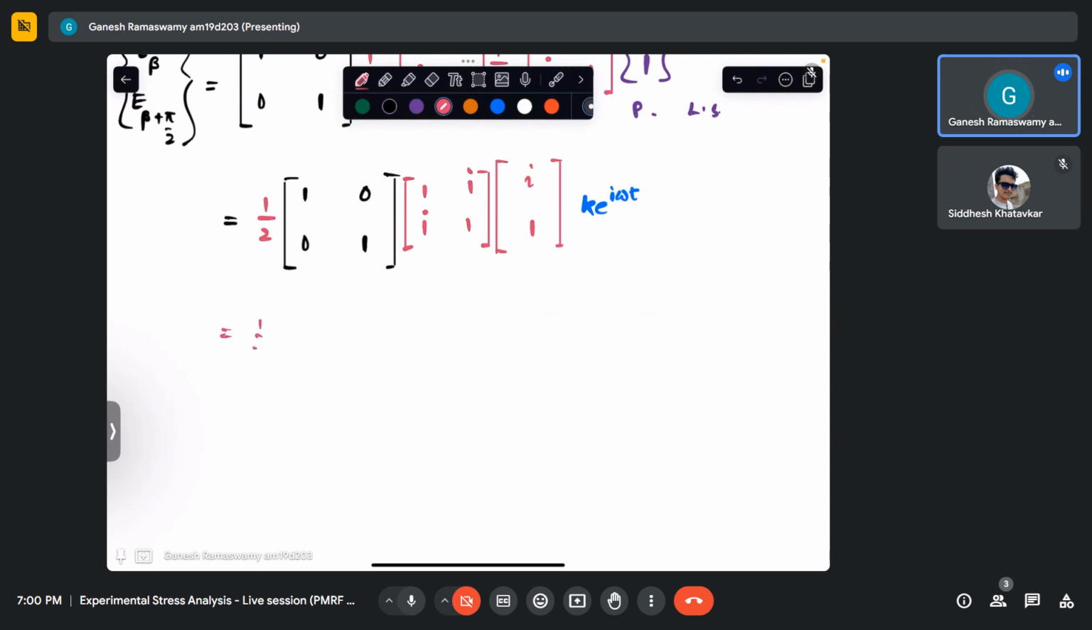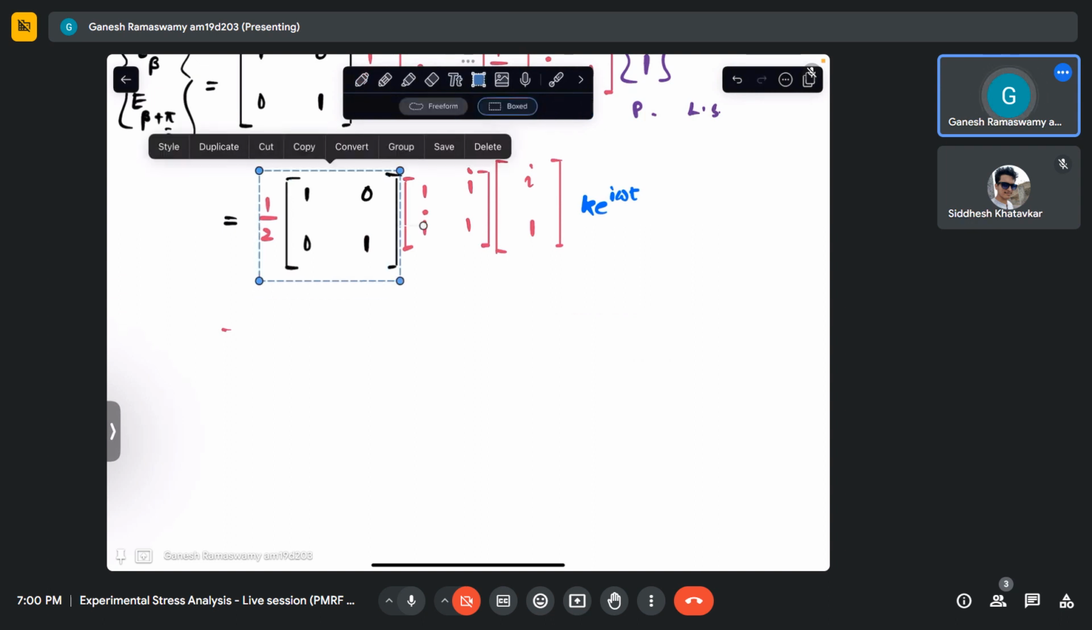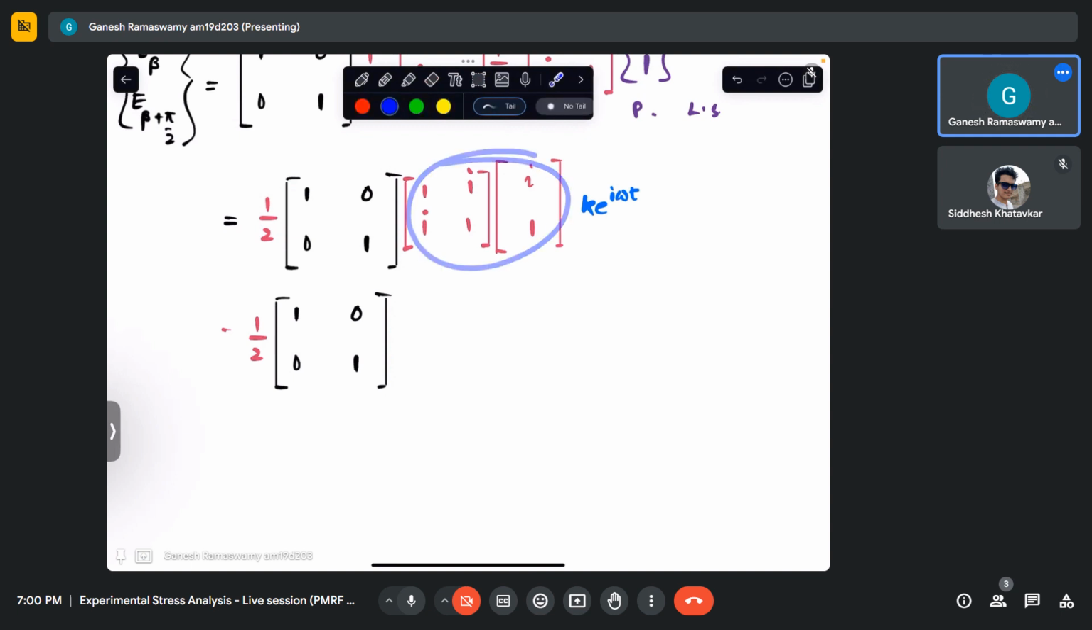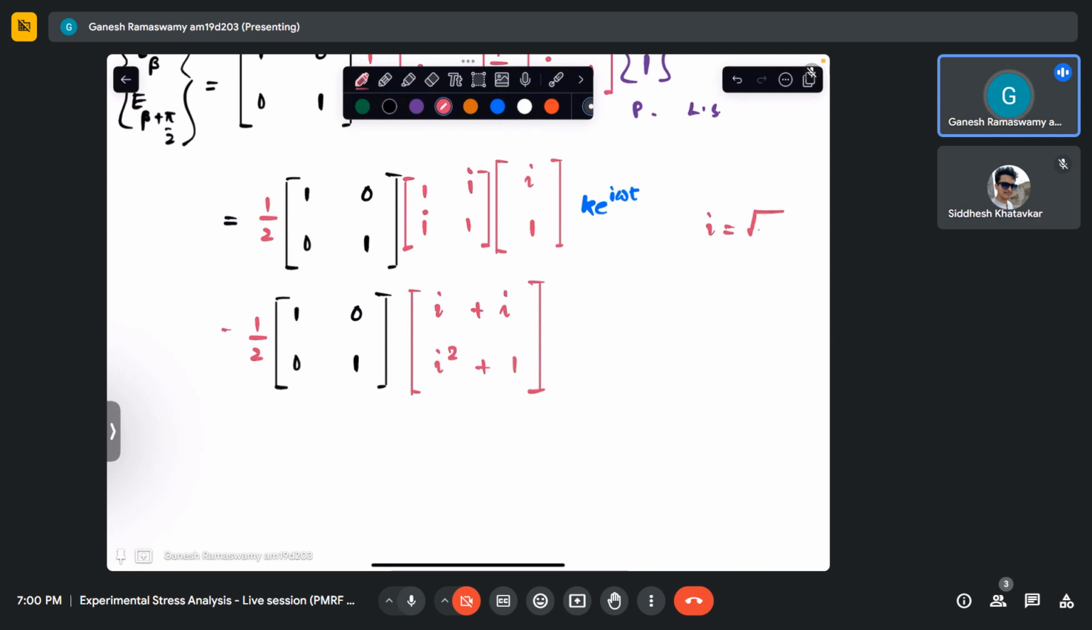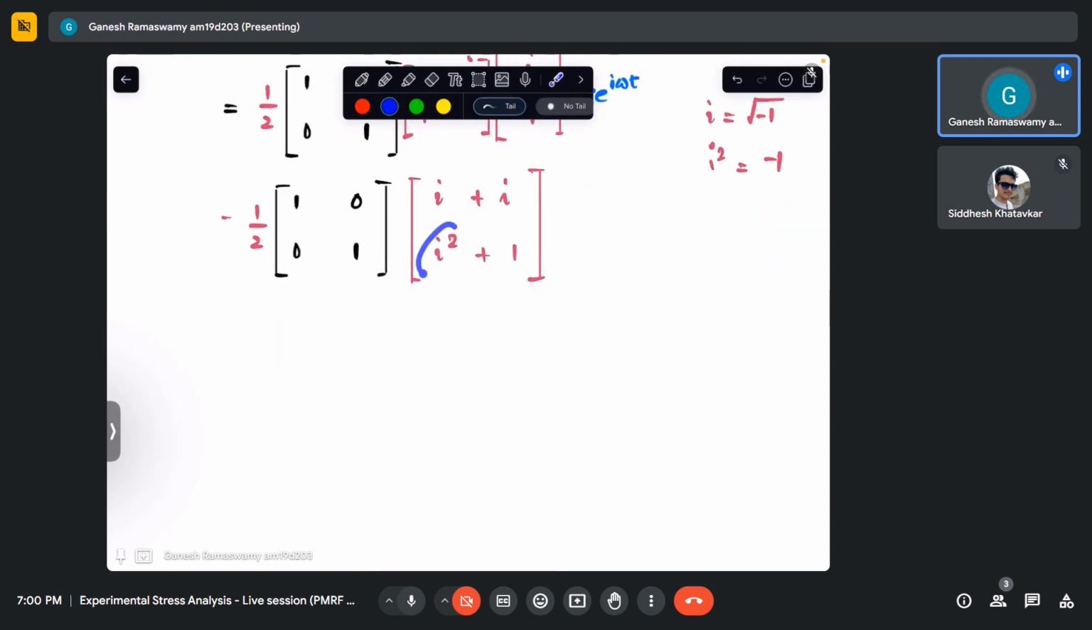So let us further multiply this out. So this gives me 1 by 2. In fact, let me take this component as it is, bring it down, and then let us multiply these two things out. So this gives us what? i plus i, and this gives me i squared plus 1. Now we know i is root over minus 1. So i squared is minus 1. So if this is minus 1, this is minus 1 plus 1. So this goes to 0. This goes to 2i. So this comes out to be 1 by 2 into 1, 0, 0, 1 into 2i and 0.